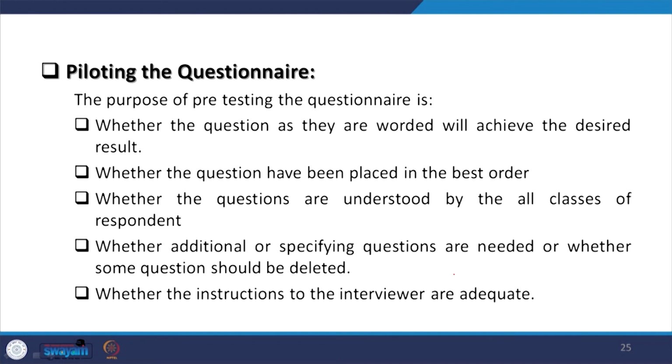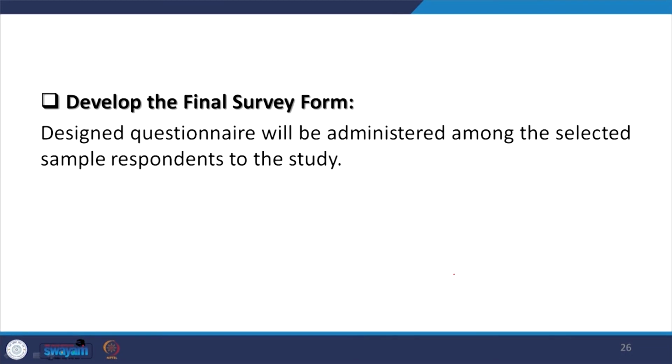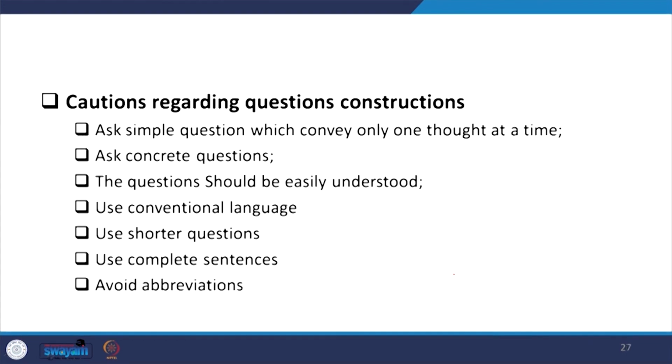The purpose of pre-testing the questionnaire is to see whether the questions as they are worded will achieve the desired result, whether the questions have been placed in the best order, whether the questions are understood by all classes of respondents, whether additional or specifying questions are needed, whether some questions should be deleted, and whether the instructions to the interviewer are adequate or not. This can be tested from the questionnaire. Now, develop the final survey form. The designed questionnaire will be administered among the selected sample respondents of the study.